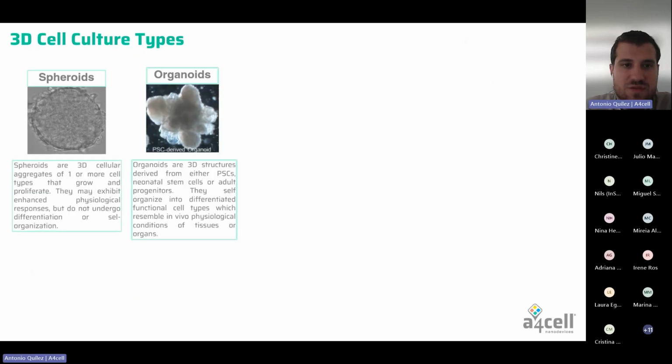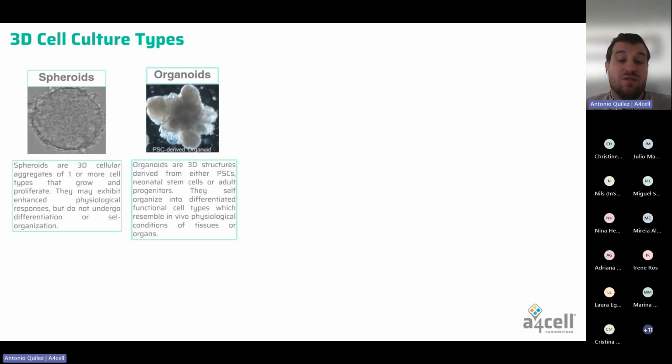But apart from this kind of simple spheroids, there are some other types of 3D cultures. And probably you have already heard about organoids as well. And the main difference between these two kinds of 3D structures is that organoids are normally derived from pluripotent stem cells, neonatal stem cells, or adult progenitors. But the key point is that they self-organize into differentiated functional cell types, which resemble more faithfully in vivo physiological conditions of tissues and organs.